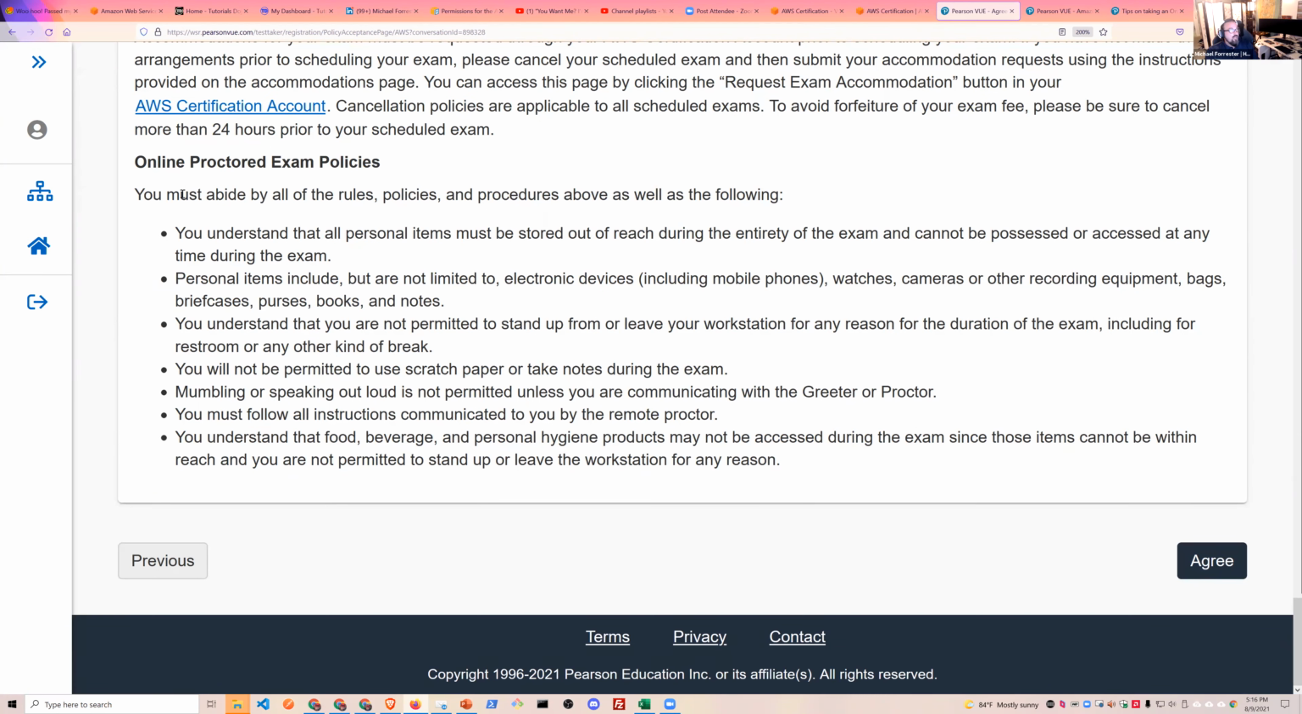They won't give you your money back after that. Let's see. Make sure you read this. All personal items need to be out of reach.